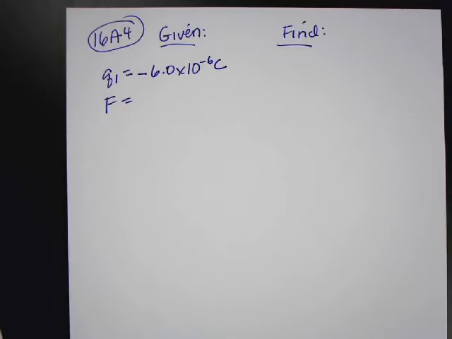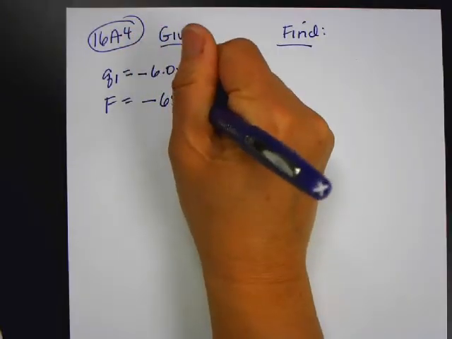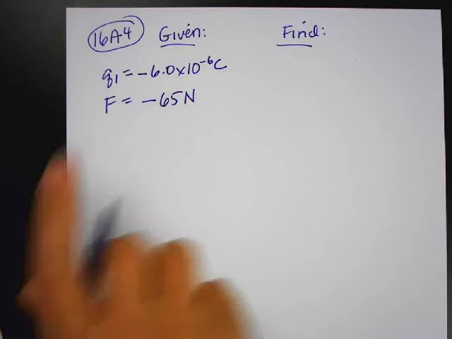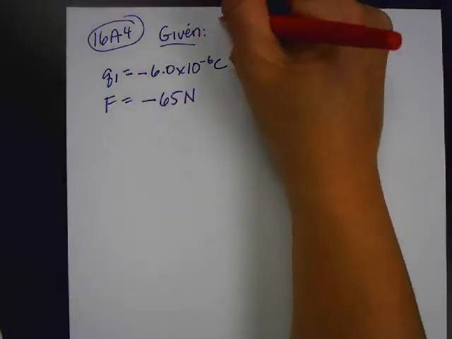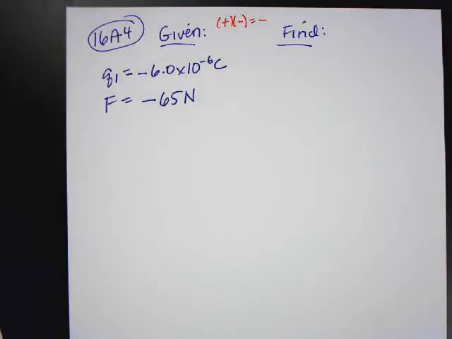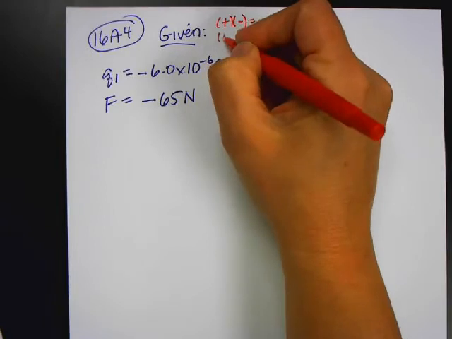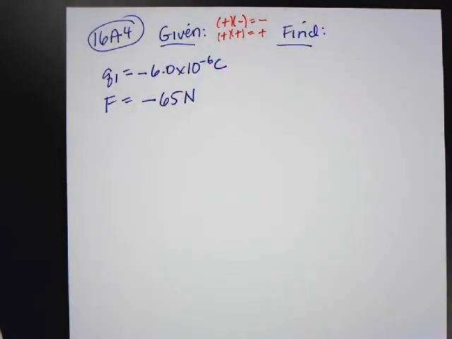So a force of attraction means that, remember, unlike charges attract each other. So if it's a force of attraction, it's going to be negative 65 newtons. Because remember that if I have a positive and a negative, it's a negative, and that's a force of attraction. But if I have a positive and positive, I have a positive, and that's repulsion. Okay?